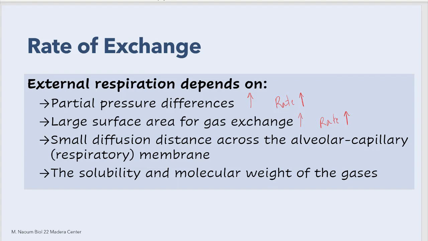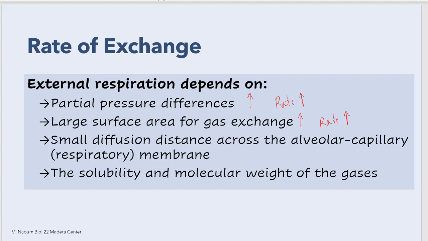We also have molecular weight and solubility of gases. These factors can impact the rate of exchange. We already know a little bit about molecular weight, because you know that the smaller the molecule is, the faster it will diffuse, so we're going to see an increase in the rate of exchange. And we expect oxygen to be smaller than CO2. It has a lower molecular weight, and therefore we would expect it to at least diffuse across the respiratory membrane quicker.